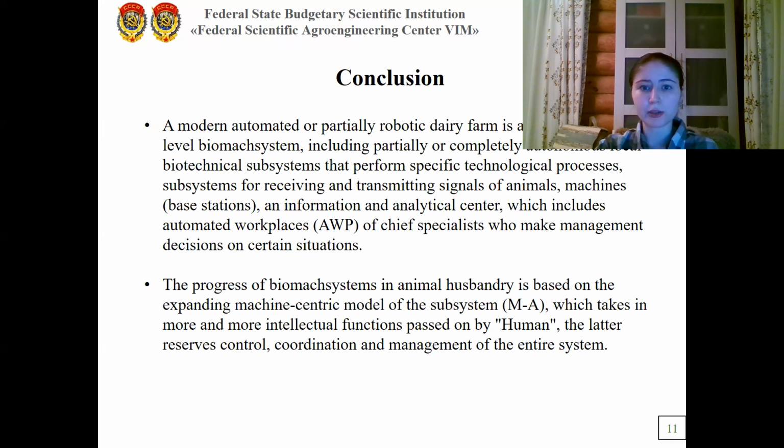Thus, a modern automated or partially robotic dairy farm is a complex multi-level biomesh system, including partially or completely autonomous local biotechnical subsystems that perform specific technological processes, subsystems for receiving and transmitting signals of animals and machines, and an information and analytical center, which includes automated workplaces of shift specialists who make management decisions on certain situations. The progress of biomesh systems in animal husbandry is based on the expanding machine-centric model of the subsystem machine-animal, which takes on more and more intellectual functions passed on by a human. The latter reserves control, coordination, and management of the entire system.